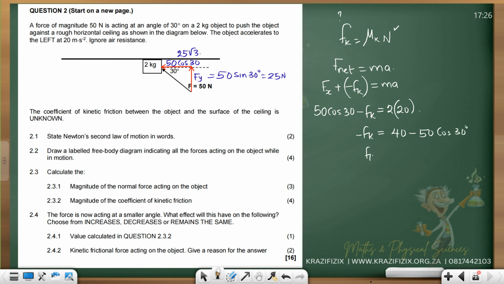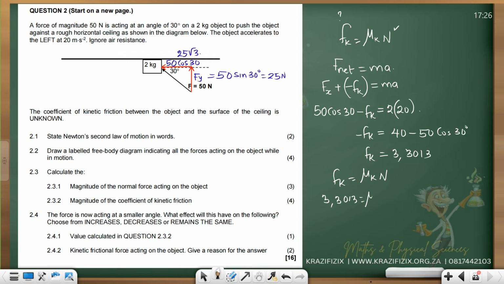And your answer is what? 3,301. I need 4 decimal places. 3,3013. Well, we're not rounding off. We're not done, right? Remember, we're looking for that, mu k N.